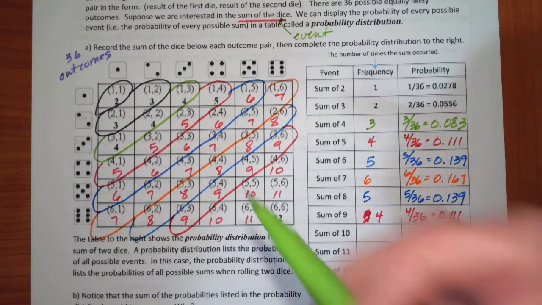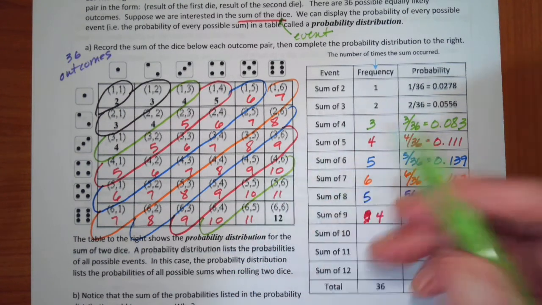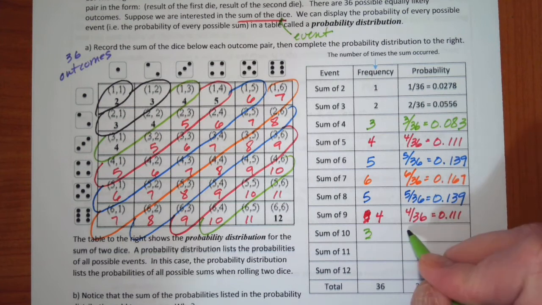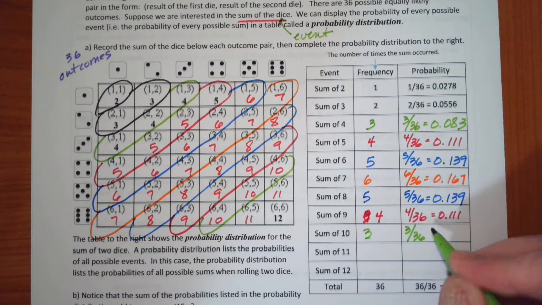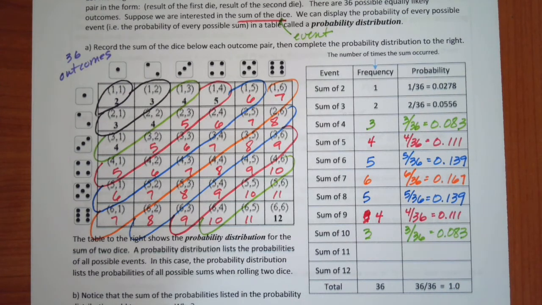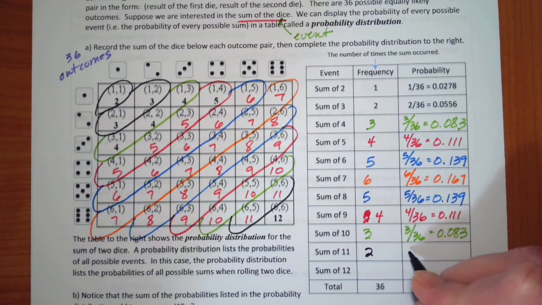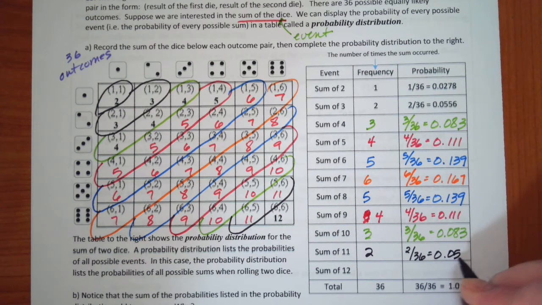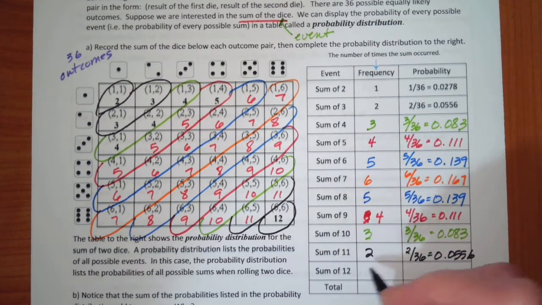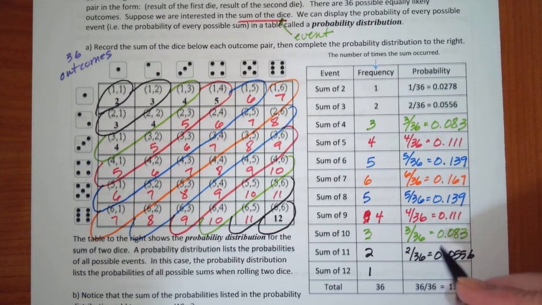Then we have a sum of 10. There are 3 ways that that can happen, so that's 3 over 36, which is 0.083. To get an 11, there are 2 ways to do that. 2 out of 36 is 0.0556. And finally, to get a 12, there is 1 way to do that, which is 1 out of 36, which is 0.0278.